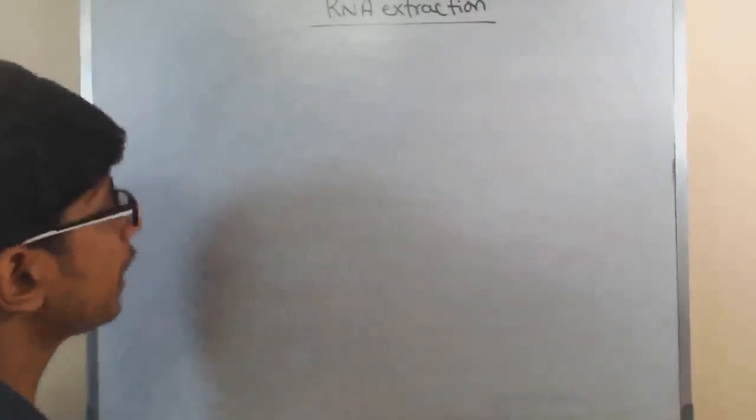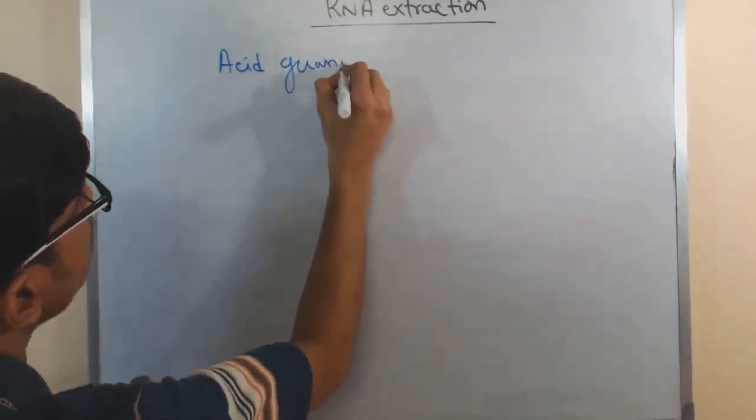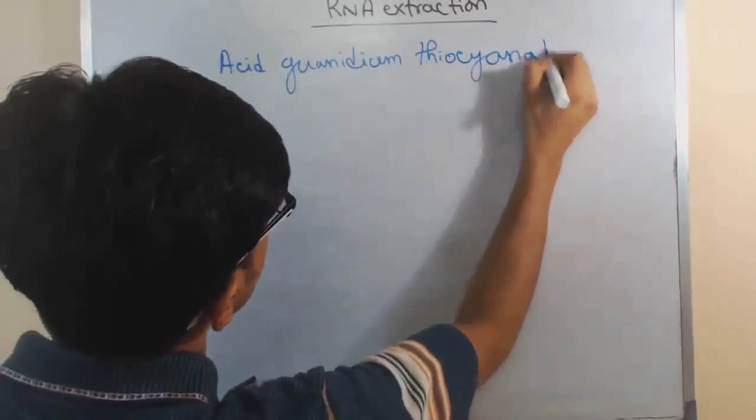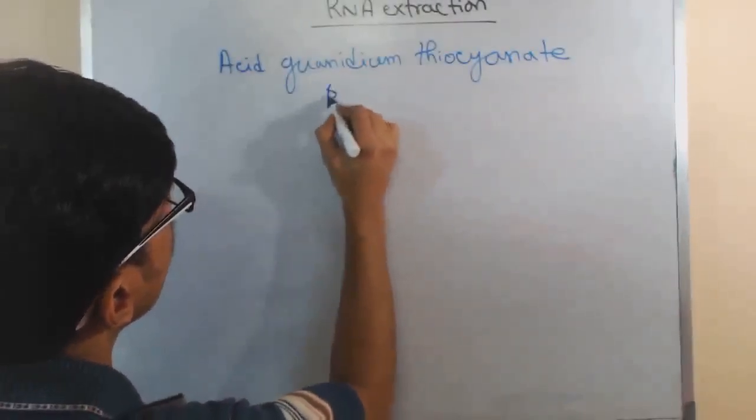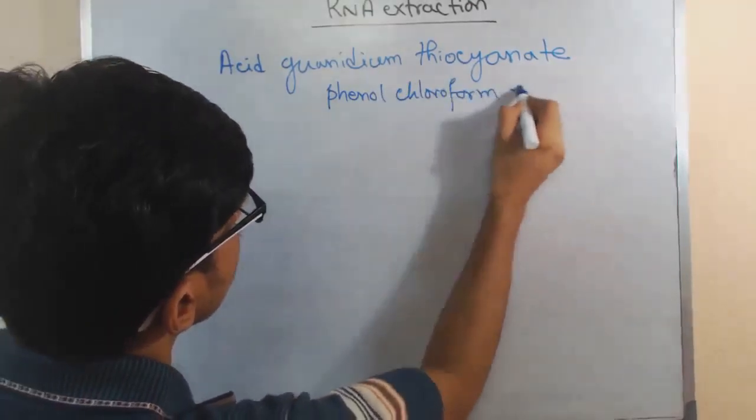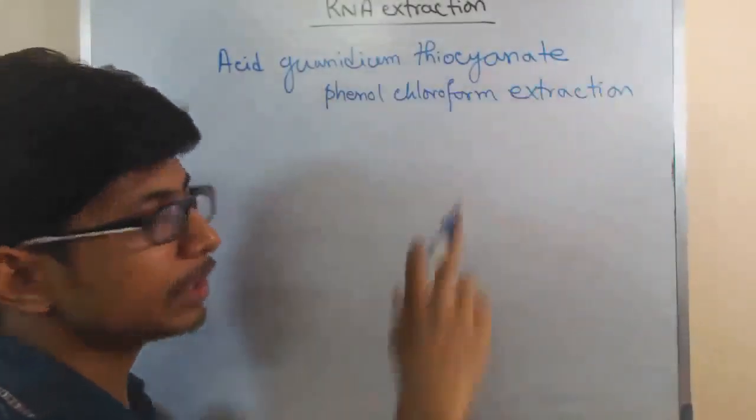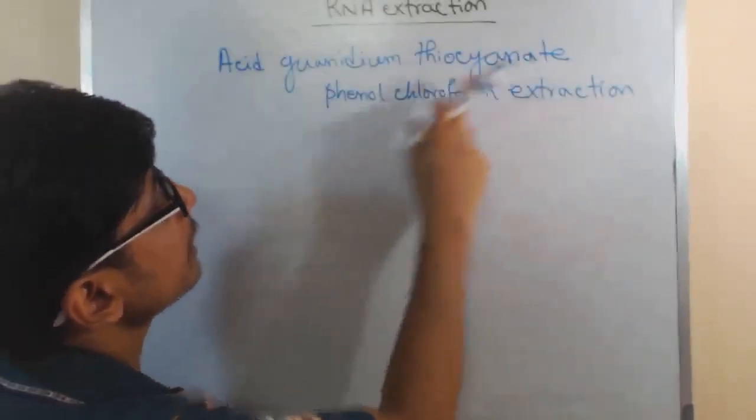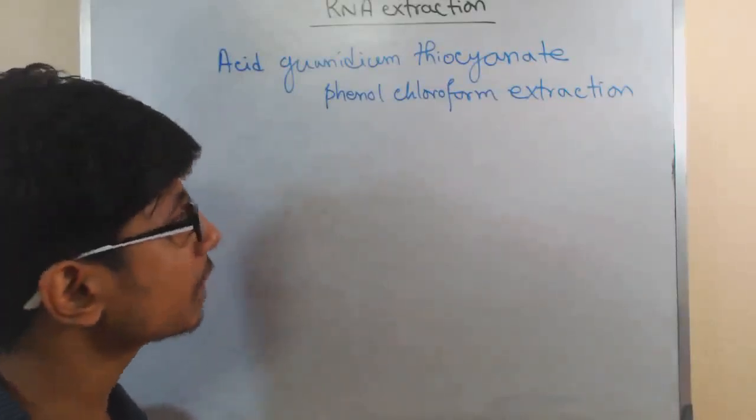For RNA extraction, we are looking at the process called acid guanidium thiocyanate phenol chloroform extraction. This is the chemical name of this process. But if you know this name, you will know the process also, because everything is inside the name. Acid guanidium thiocyanate phenol chloroform extraction. That is the extraction process of RNA.